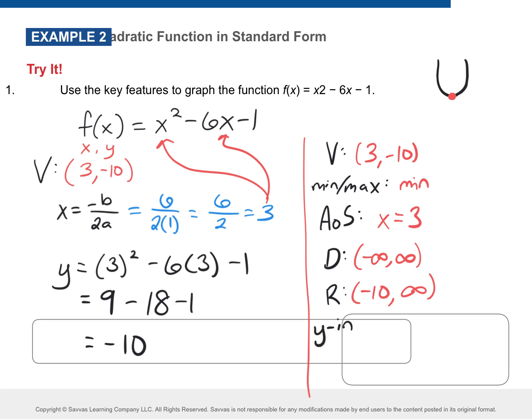Y-intercept. Where are you always going to get that y-intercept from when you're in standard form? It's -1. The c value, which is here. How do I write my answer? 0, negative 1. Once I find all 6 of those, I'm done.